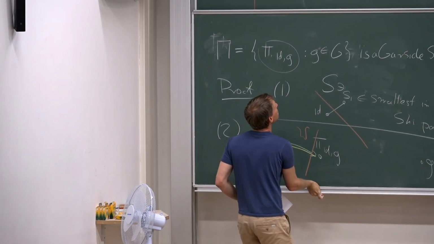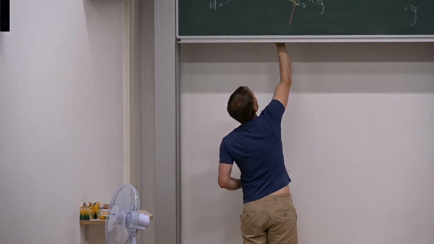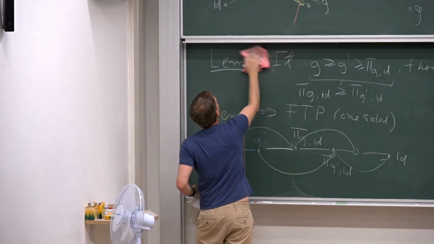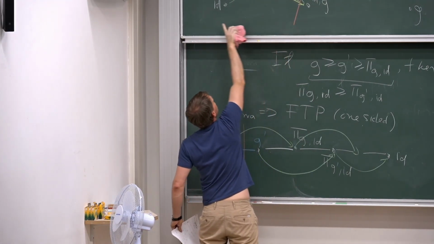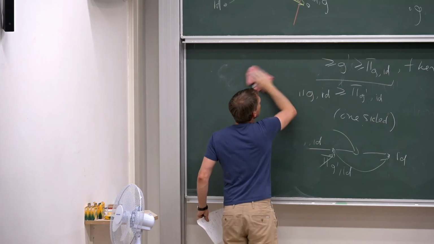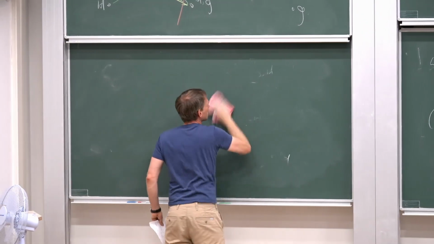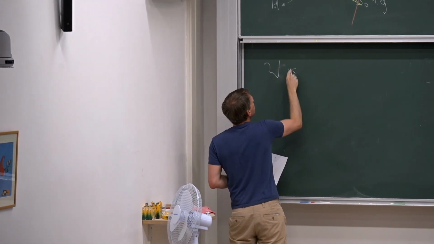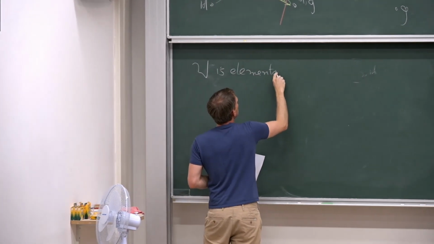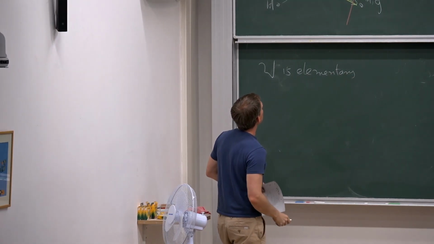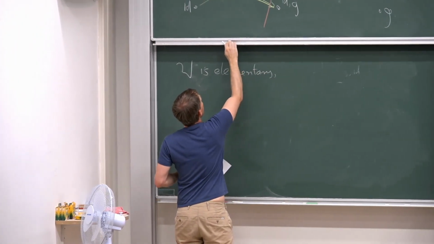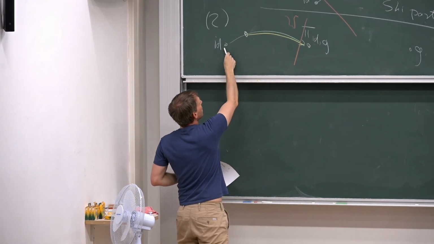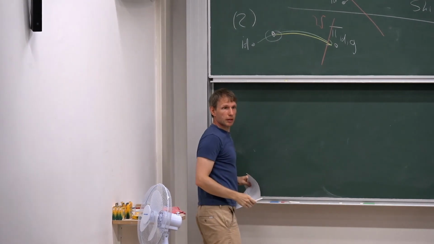So this wall W is elementary, since this point was the voracious projection from identity towards G. So W is elementary. So this means that it's not separated from identity by any other wall. But if it's not separated from identity by any other wall, it's also not separated from this point by any other wall.